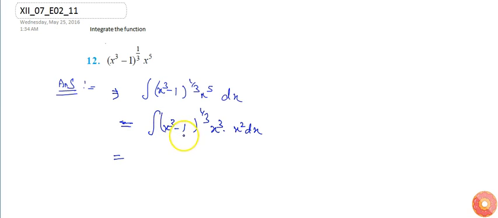If I use x cube minus 1 equals to any variable, then the term (x cube minus 1) power 1 by 3 will simplify. So use the substitution method. Here I am substituting x cube minus 1 equals to t. Then if I take the derivative on both sides, I'll get 3x squared dx equals to dt. In the question, x squared dx is available, so x squared dx will be dt by 3.